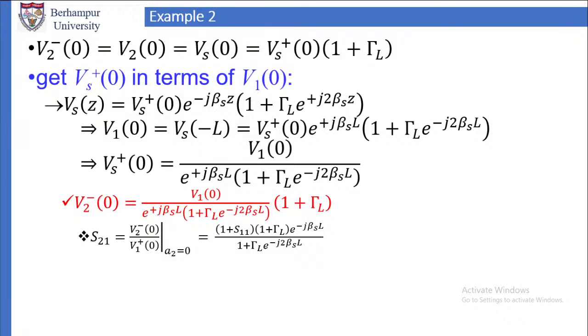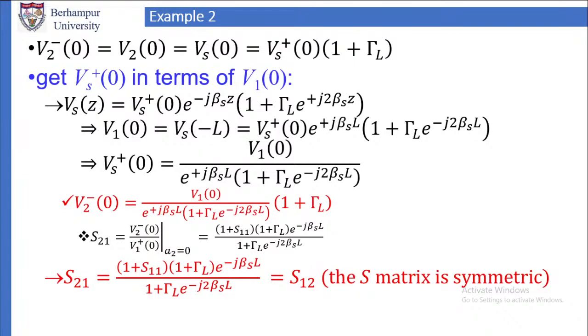Then S21 is equal to V2 minus by V1 plus, so V2 minus 0 by V1 plus 0, that you can easily find out. We have got the V2 minus 0 expression and the V1 plus 0 expression. Divide them, and that will give us 1 plus S11 into 1 plus gamma L into exponential minus j beta s L, whole divided by, in the denominator, 1 plus gamma L exponential minus j2 beta s L.